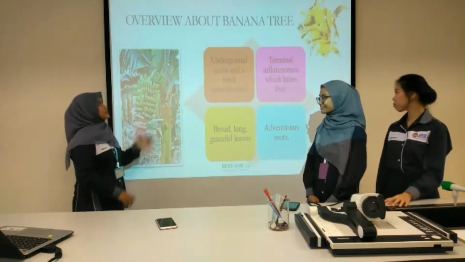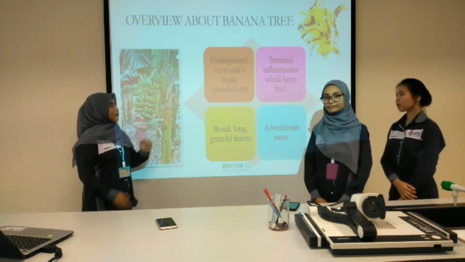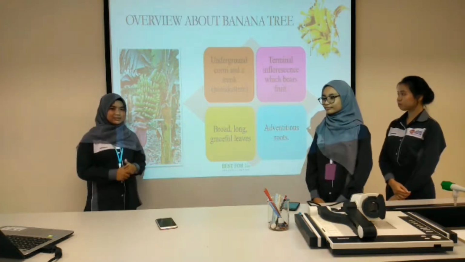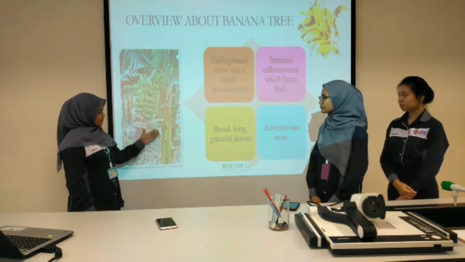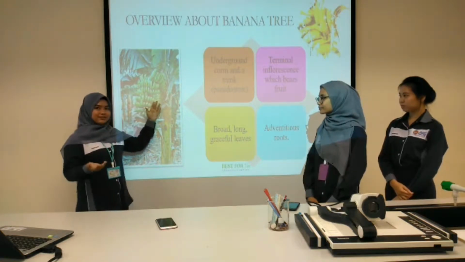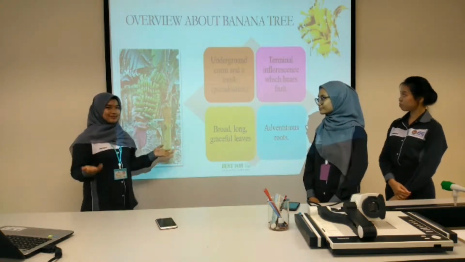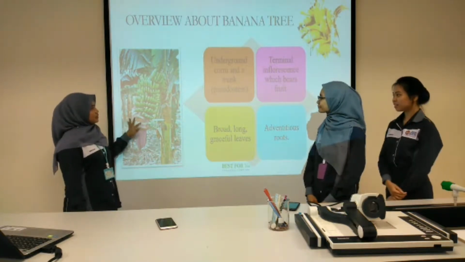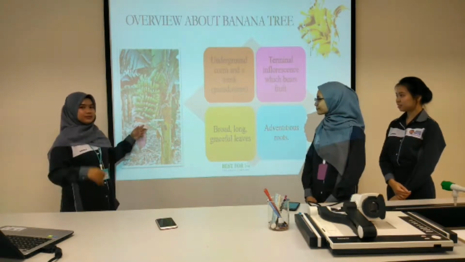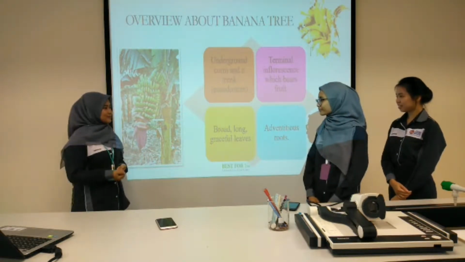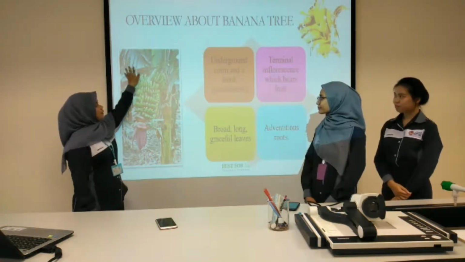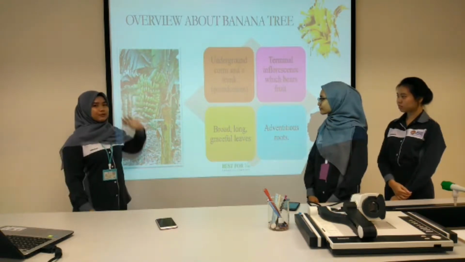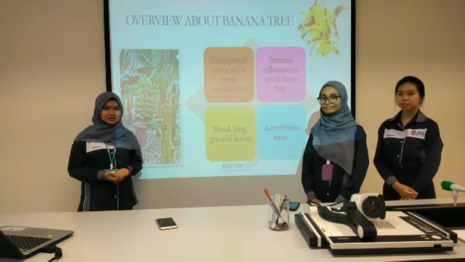Next, this is the overview about the banana tree. First, banana tree have underground comb and trunk, which is known as pseudostem. You can see here, this is the pseudostem. Banana tree looks like a tree, but it's not a tree, it's a herb perennial. Then banana has terminal inflorescence, which are the plants where fruit produced. Then the leaves of banana is broad, long and graceful, and it has adventitious fruits.